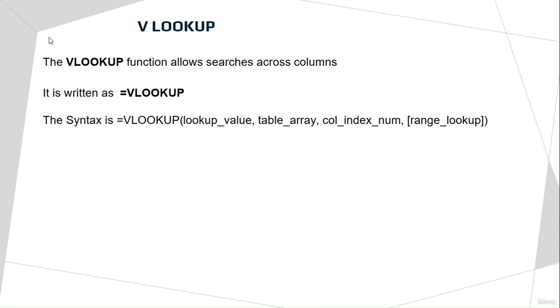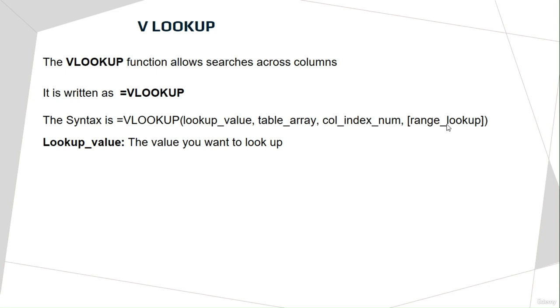In brackets, you have the lookup value, comma, the table array. Next, you have the column index number, and you have the range for the lookup. Let's explain the syntax.